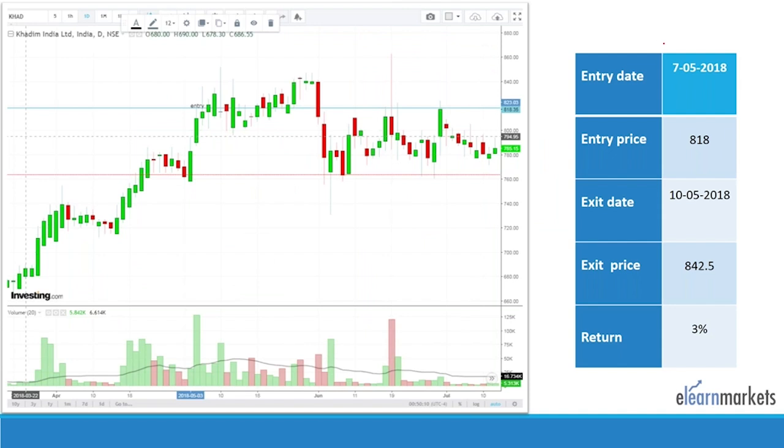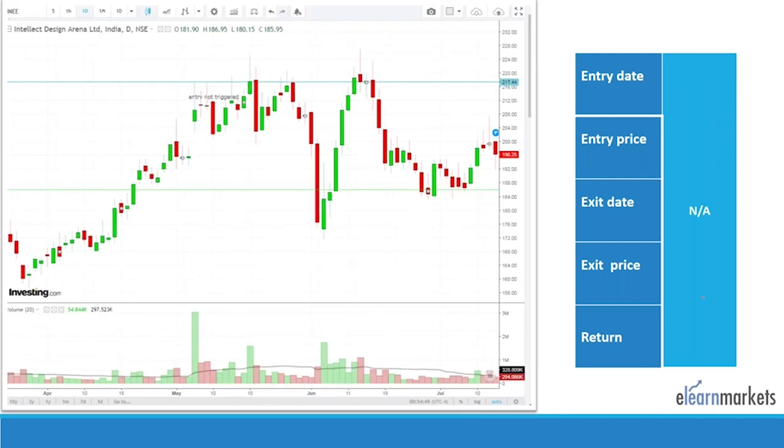This got initiated on 7th of May. Entry price was 818. 842 was an exit. We wanted 5%, but we got a trail of 3%. The beauty of trail is that you at least make that much money which you were planning to lose. Okay, but there were trades where we made 5% as well.